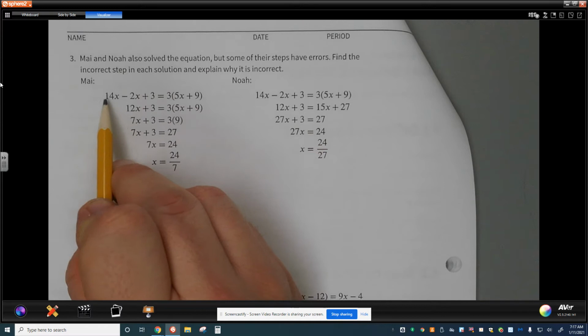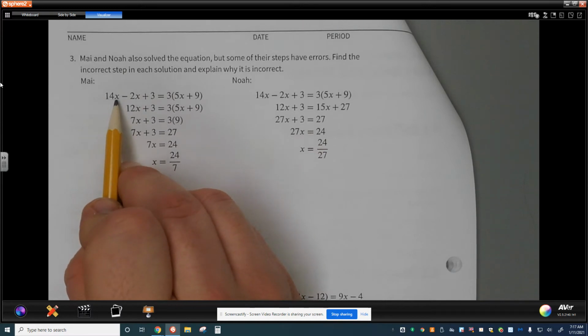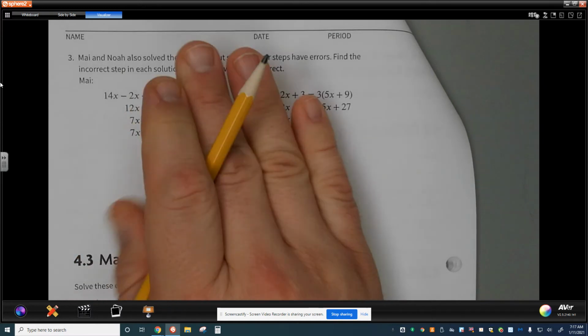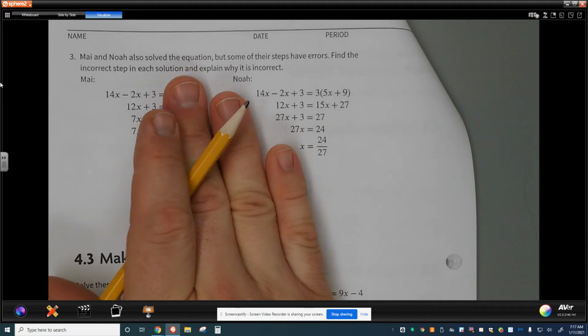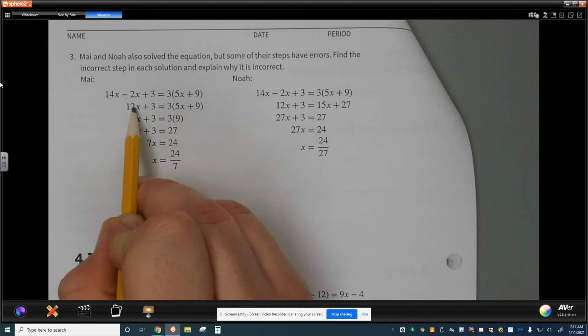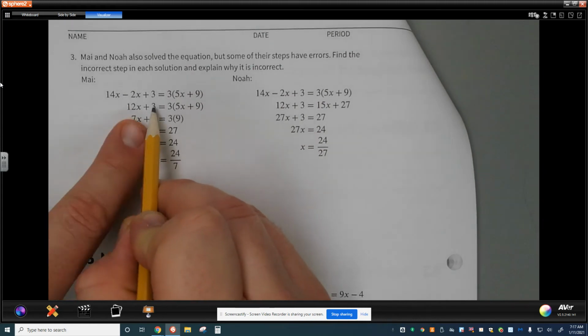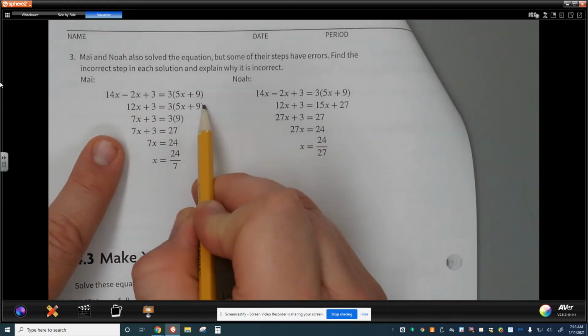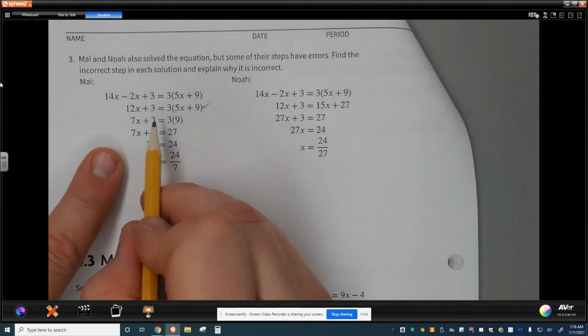Let's start with May here on the left. 14 times x minus 2x plus 3. Let's just look at this expression here on the left. Is 14 times x minus 2x equal to 12x? It sure is. So this part is good up to right here. Let's look at the right side. Nothing wrong there. First step, good job.